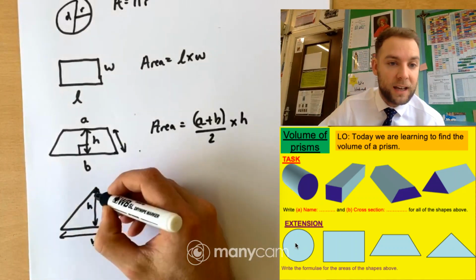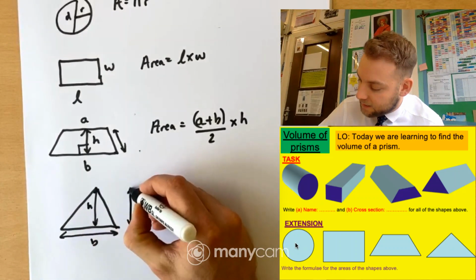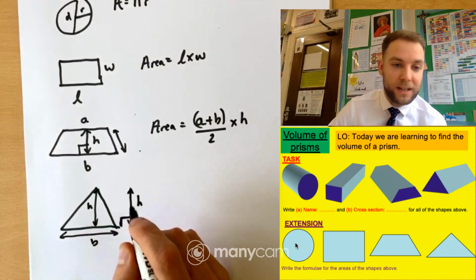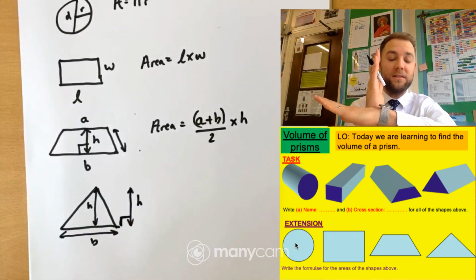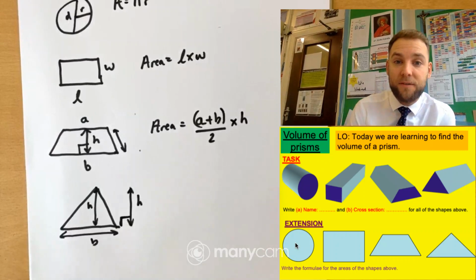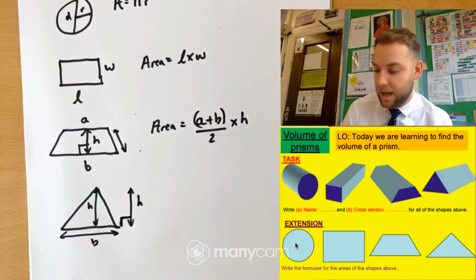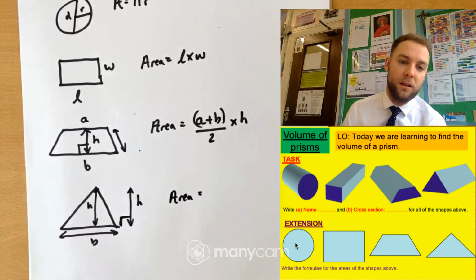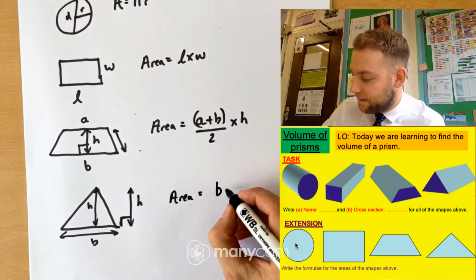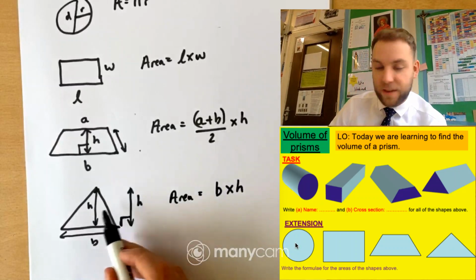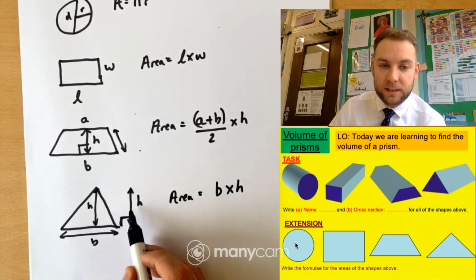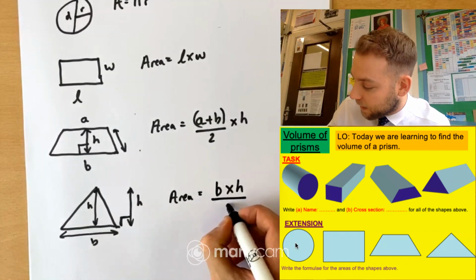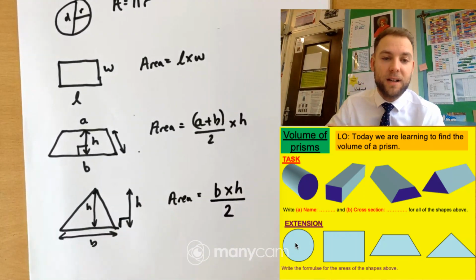Sometimes they give the height in here, sometimes they give the height here like this. Again, it has to be perpendicular, so it has to be at right angles to both of these. It has to be the vertical height. And the area for this one, you should know this one anyway, I think, is going to be base times by height. Remember, this height could be inside or it could be outside. But what everybody always forgets to do is divide by 2. So base times height divided by 2.